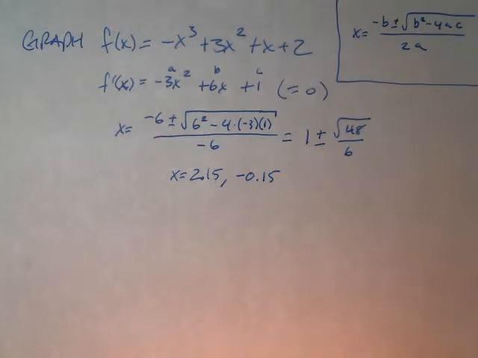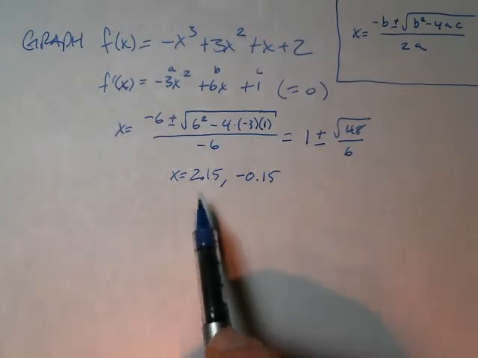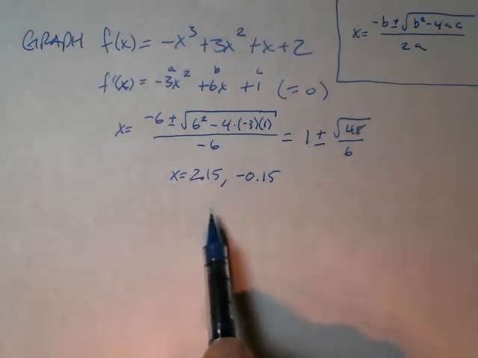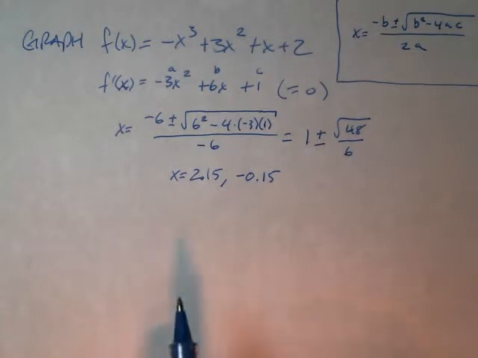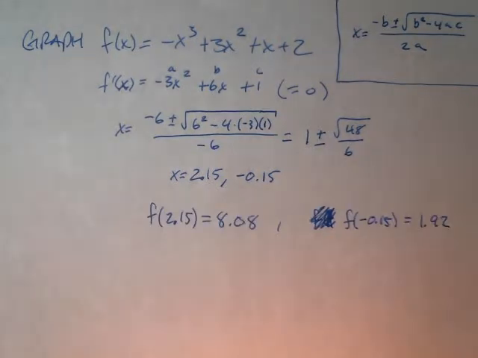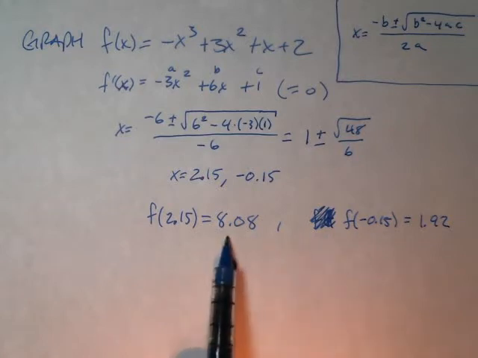And because I want to plot the ordered pairs that correspond to this local min and max, I'm going to substitute these numbers back into f of x. I plug these numbers back into f, and I just use my calculator and get these decimal approximations.